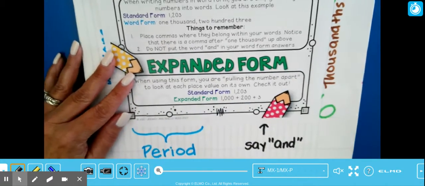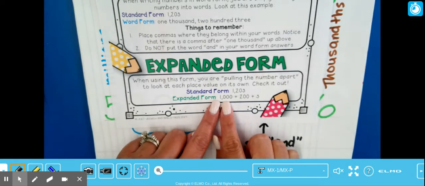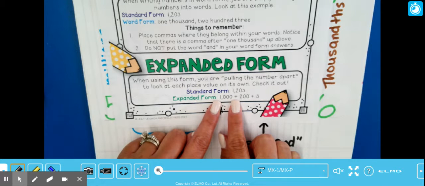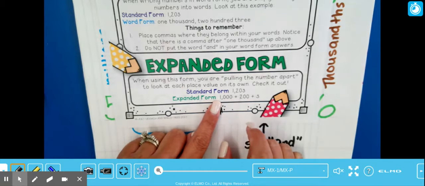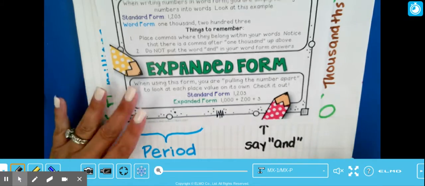And then finally, we talked about expanded form. And expanded form is the form where we're using lots of zeros and those plus signs, right? You're pulling that number apart and looking at each place value on its own.